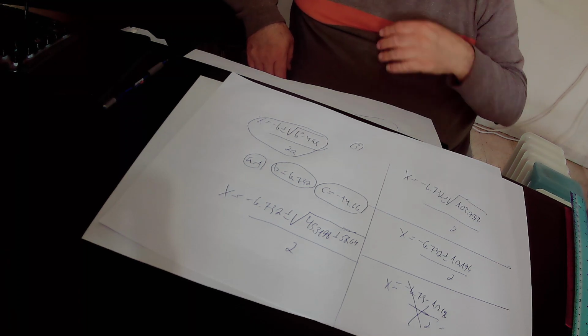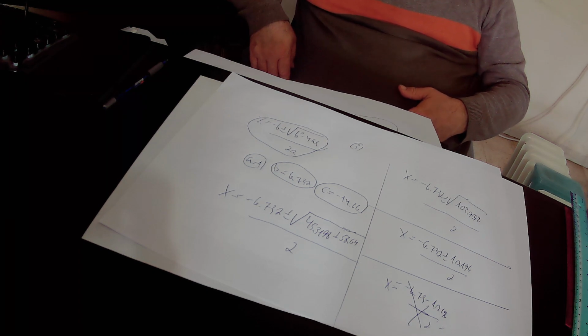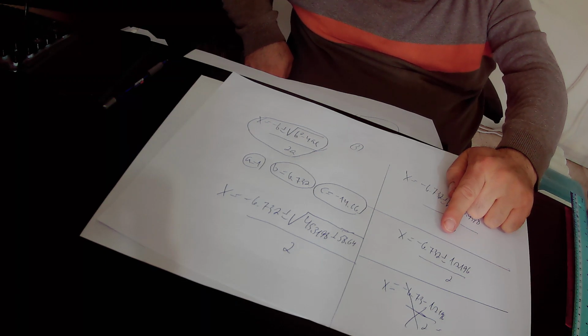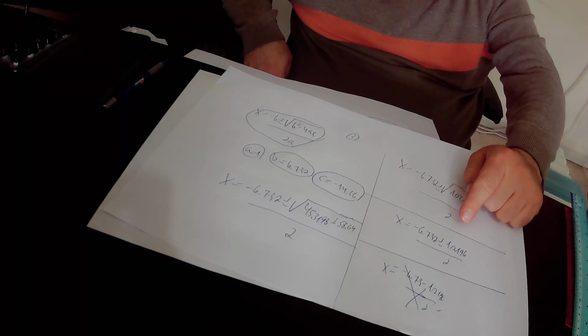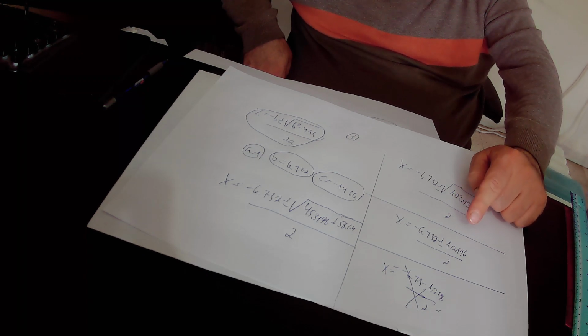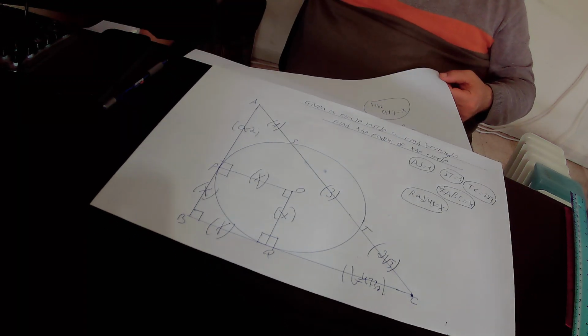So we have here two solutions that are possible for x. The first solution for x is the negative solution, so we cancel the negative solution because of the fact that x is the length, and the length cannot be a negative number. So we have only the second solution for x, that x equals minus 6.732 plus 10.196 divided by 2. Again, we keep only the second solution that is possible for x.